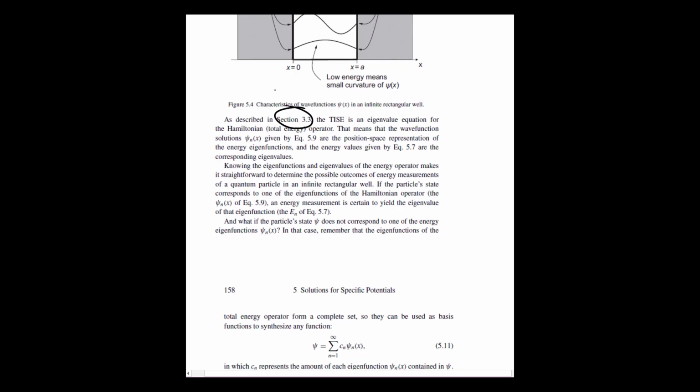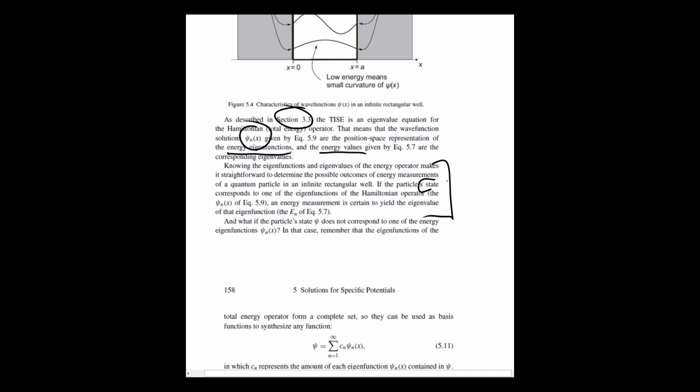As it said back in section 3.3, the time-independent Schrödinger equation is an eigenvalue equation for the total energy operator. So the solutions we just got, those psi sub n of x, are the energy eigenfunctions represented in position space. Those values we got for the energy are the corresponding eigenvalues for those eigenfunctions. Knowing that those are the eigenfunctions and eigenvalues, it's fairly straightforward to figure out what are the possible outcomes of energy measurements for a particle in an infinite rectangular well.